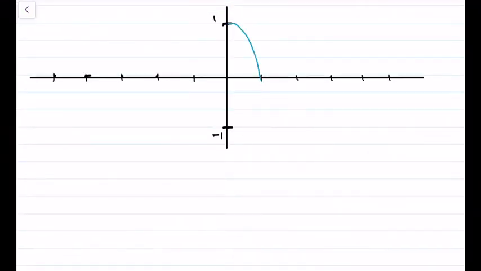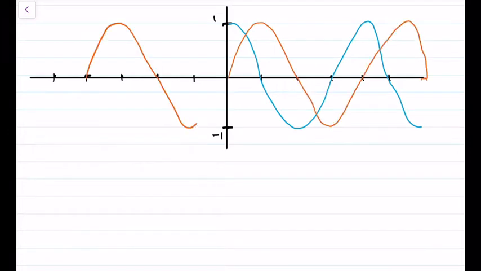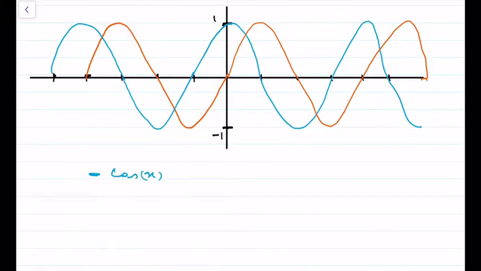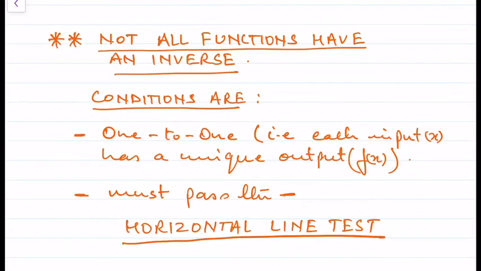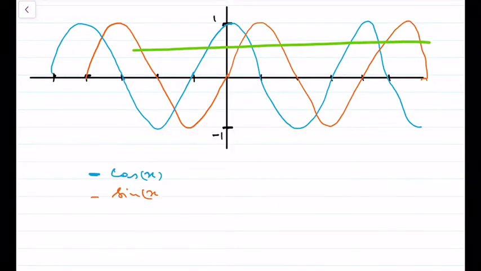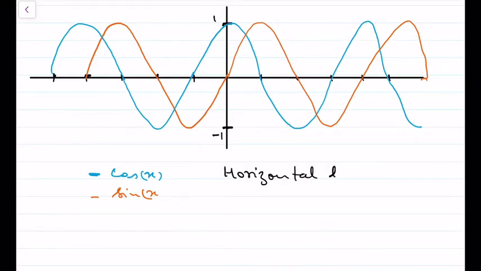Now let's look at their graphs, where the blue graph is for cos x and the orange one is for sin x. In the last video, we learned that a function has an inverse only if it is 1-to-1, or geometrically if its graph passes the horizontal line test. But as we can see here, these trigonometric functions do not satisfy this condition, and the horizontal line test does not hold for both cos x and sin x.